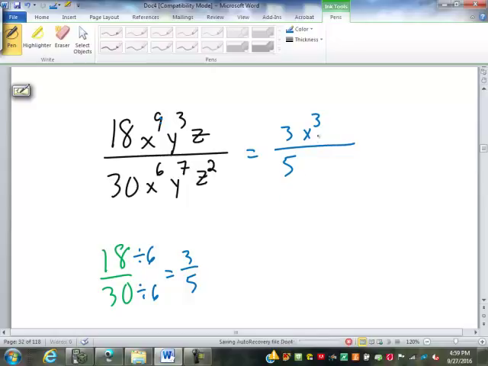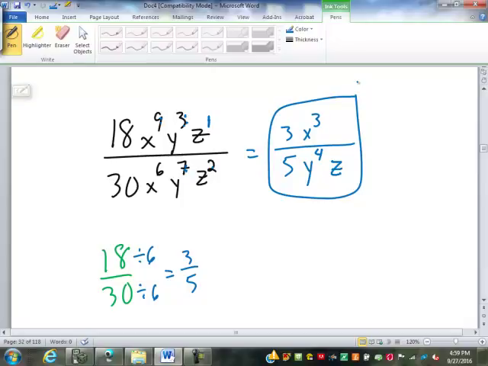Is the y going to go on top or bottom? Bottom, because the larger power of y is on the bottom. What's its power going to be? 4, because 7 minus 3 is 4. Where's the z going to go? Bottom, because the larger power is on bottom. What's its power going to be? 1 or just z, because 2 minus 1 is 1. So z to the 1 or just z. How many had that right? Cool. Anybody have any questions?